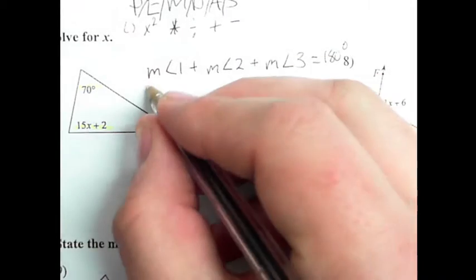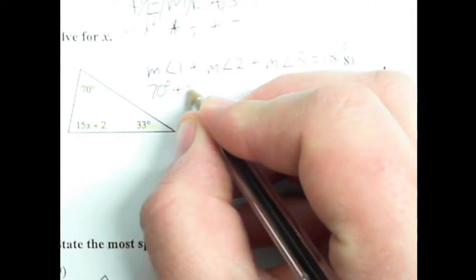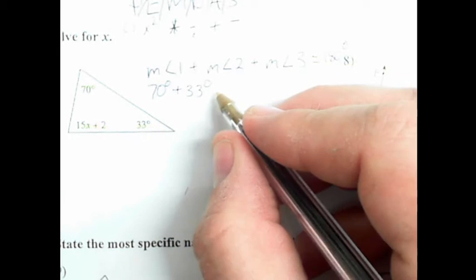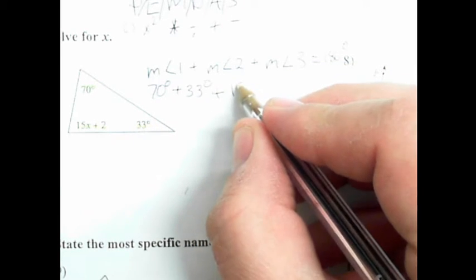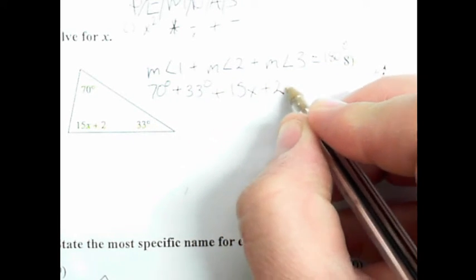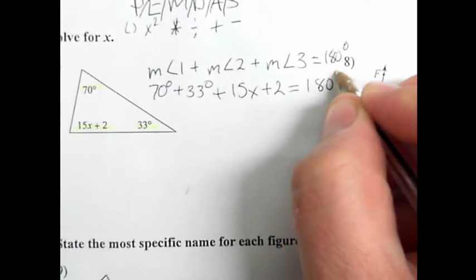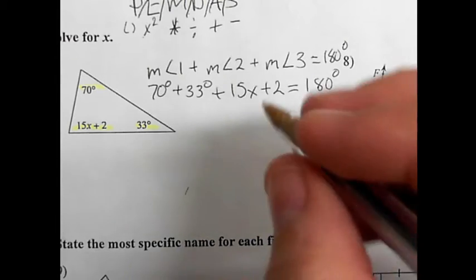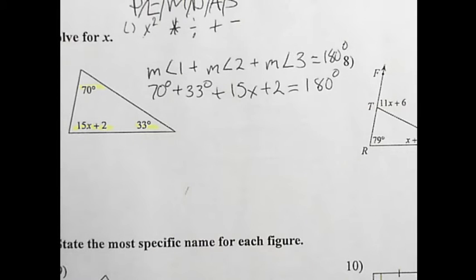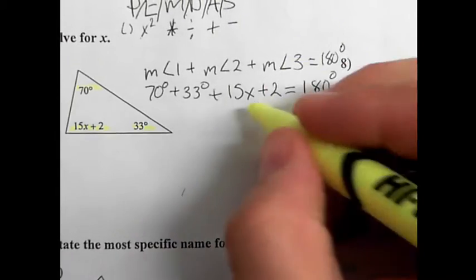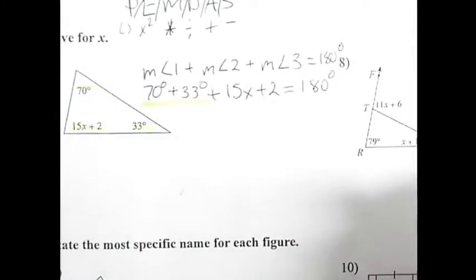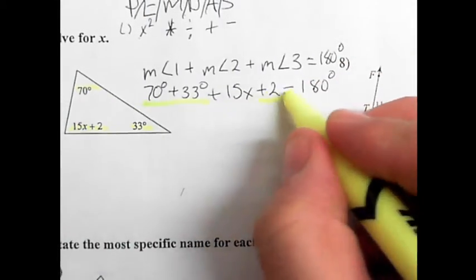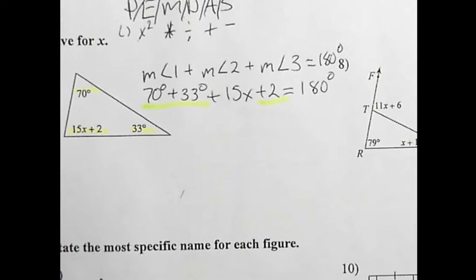So now I could say that 70 plus 33 degrees plus 15x plus 2 should equal 180, correct? Yes. All right, so now what I'm going to do is combine like terms. Those are numbers without a letter, and this is a number without a letter. So 70 plus 33 plus 2, is that 105?